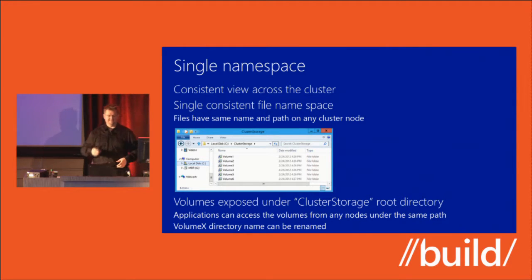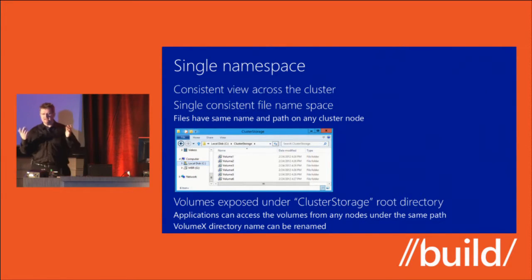So here's the namespace. We actually build this single namespace across all the nodes in the cluster. The goal here is, if you're writing an app which is going to run on top of CSVFS, it's just going to be under the C drive. Under C, we create a directory called cluster storage. Then under cluster storage, we create mount points. We basically create one folder for each individual volume, and then we just create mount points between them. And we keep them consistent across all the nodes in the cluster.